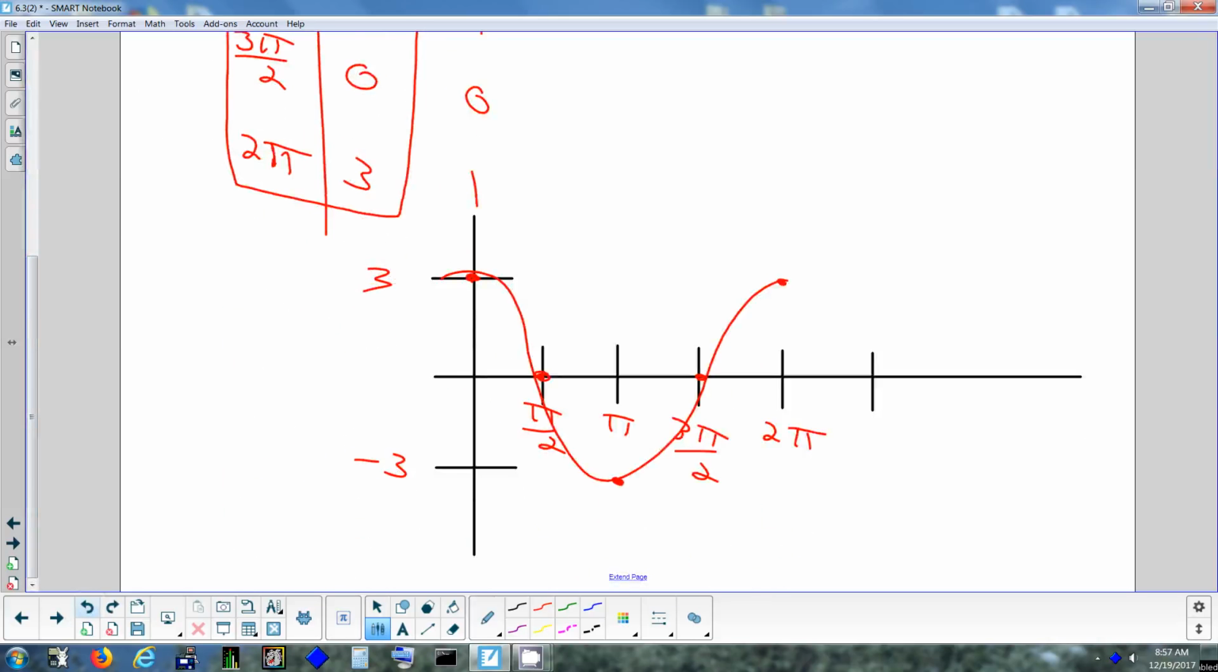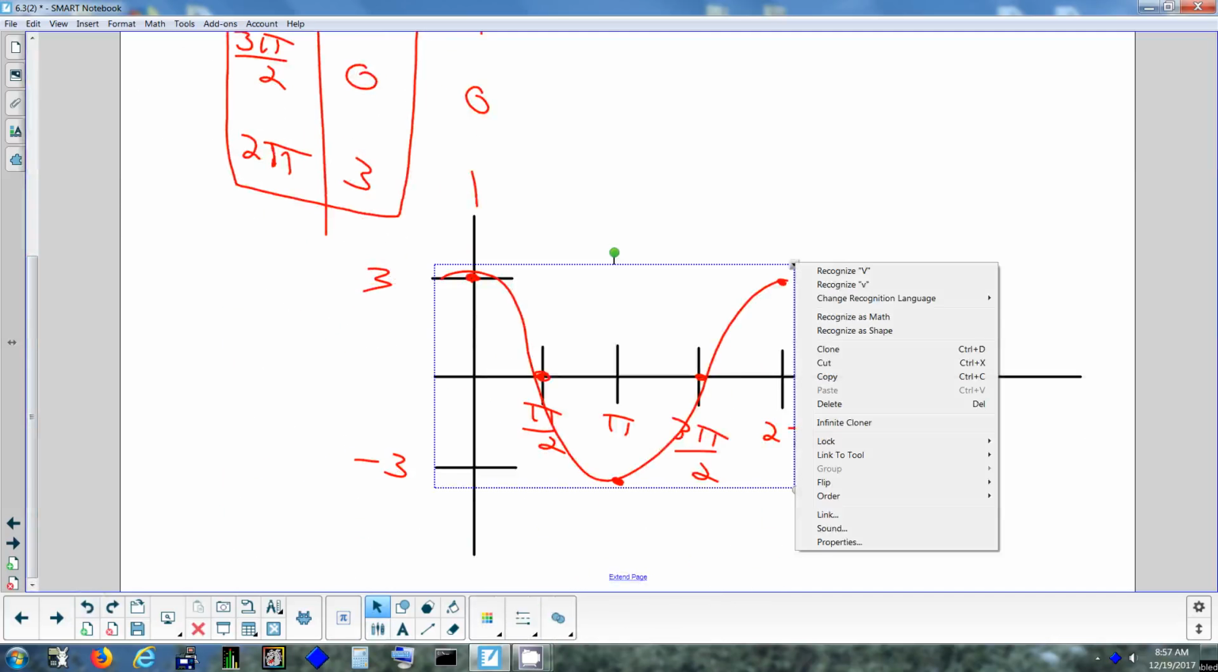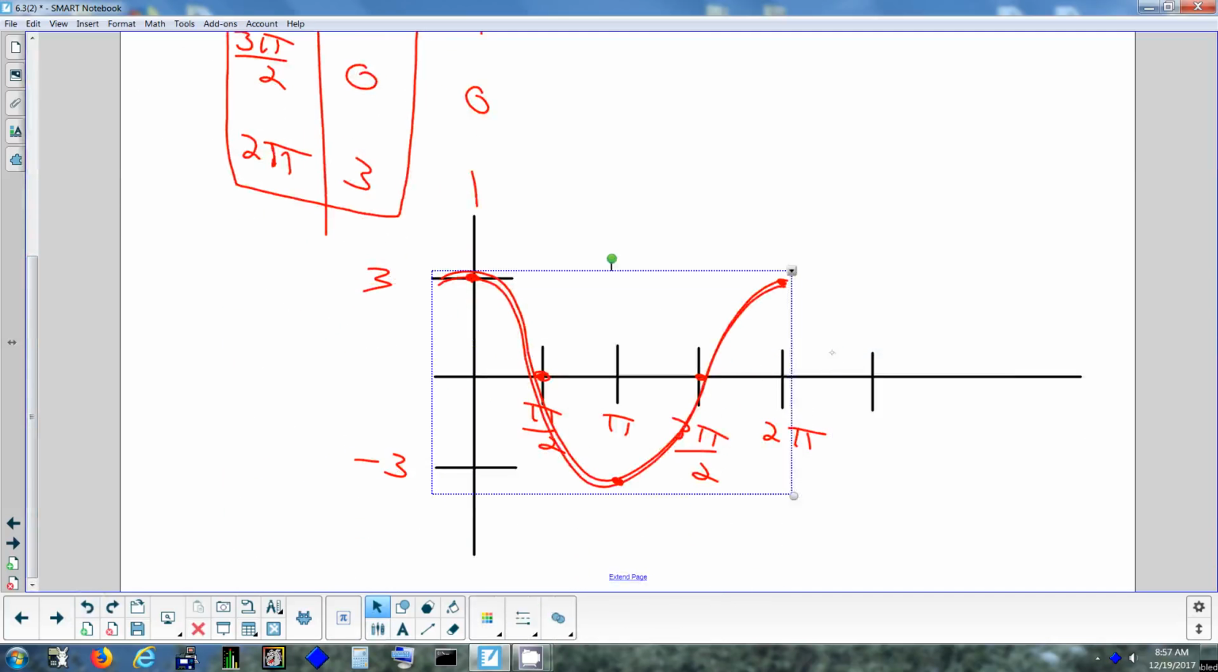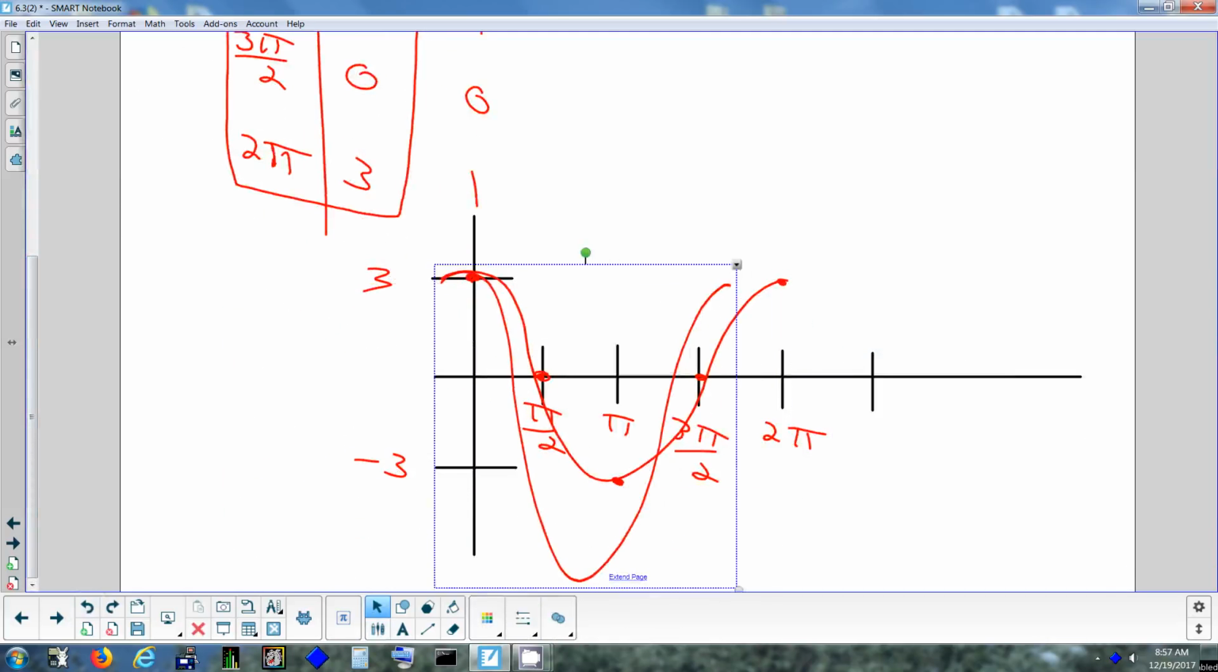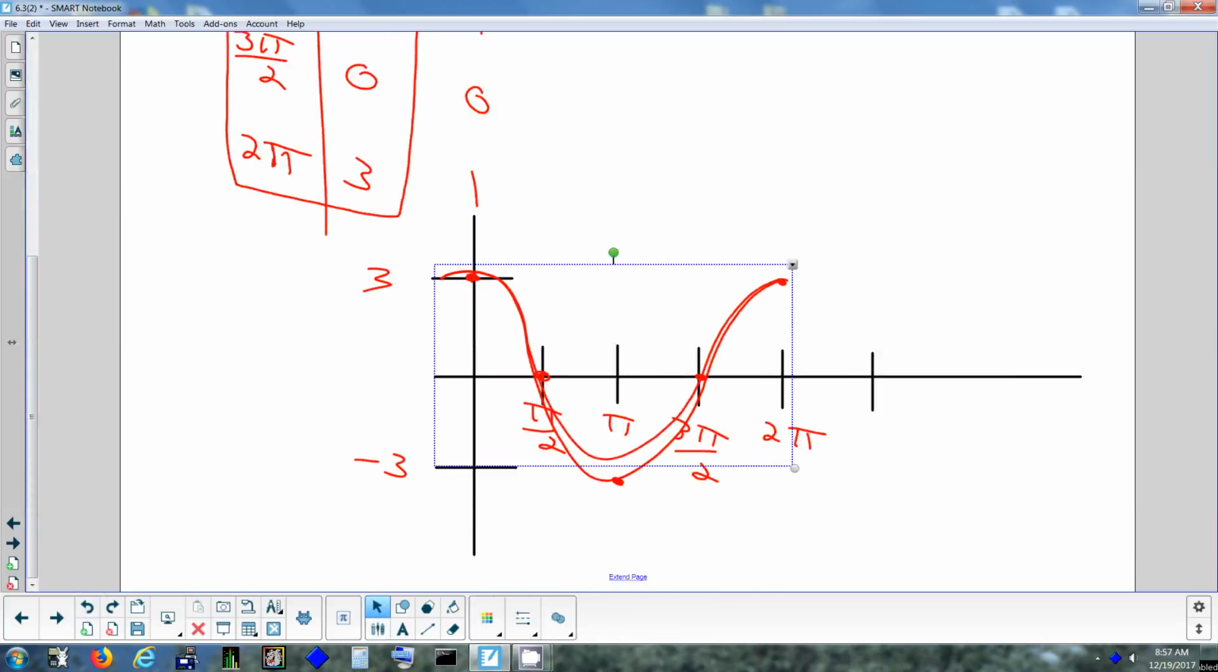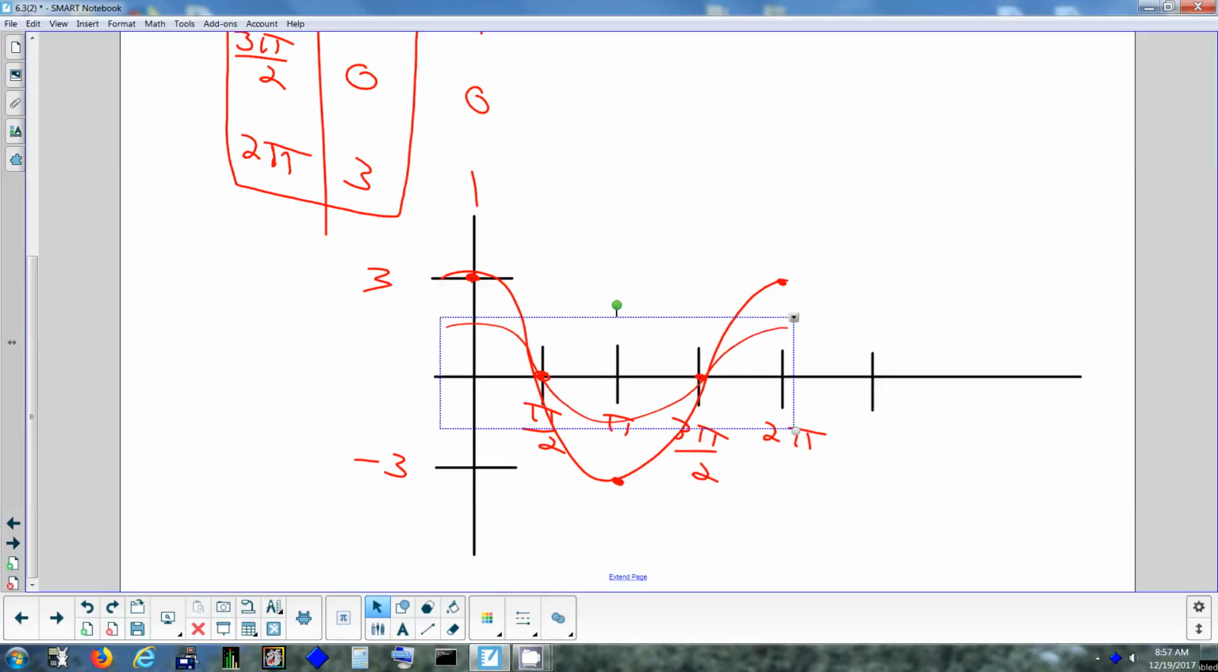So that's a vertical stretch, and it did get 3 times as tall. If you were to imagine the original, let's see if I can make a copy of this and just try to compress it on one axis. It's kind of hard to make it accurate, but it would be something like that. It would be between -1 and 1.